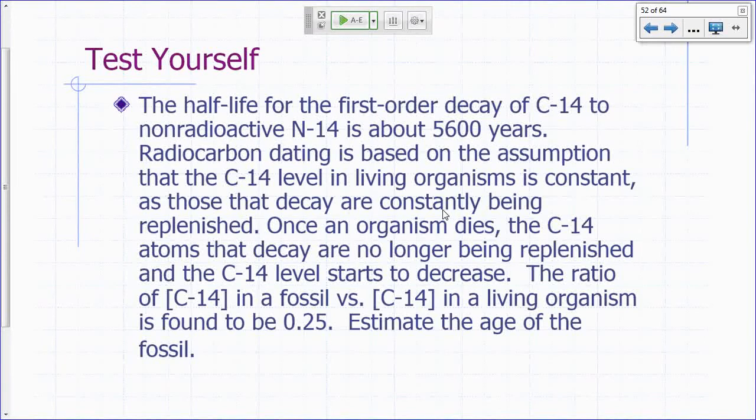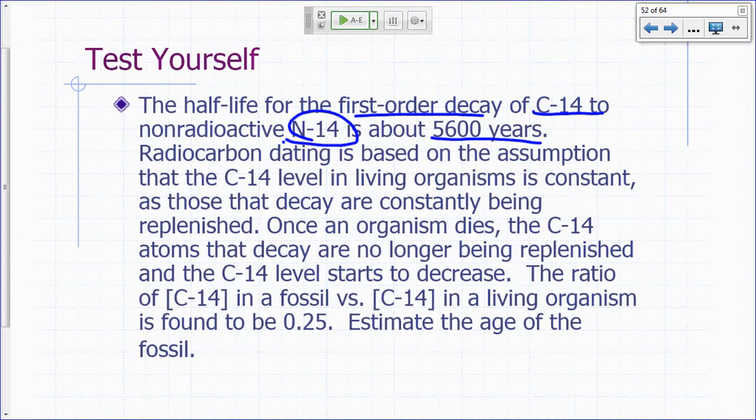Here's an example of a first order decay, first order reaction. Carbon 14 is radioactive, and it's constantly being produced in the atmosphere. It converts to non-radioactive nitrogen 14 with a half-life of about 5,600 years. The notion of this is practical application.